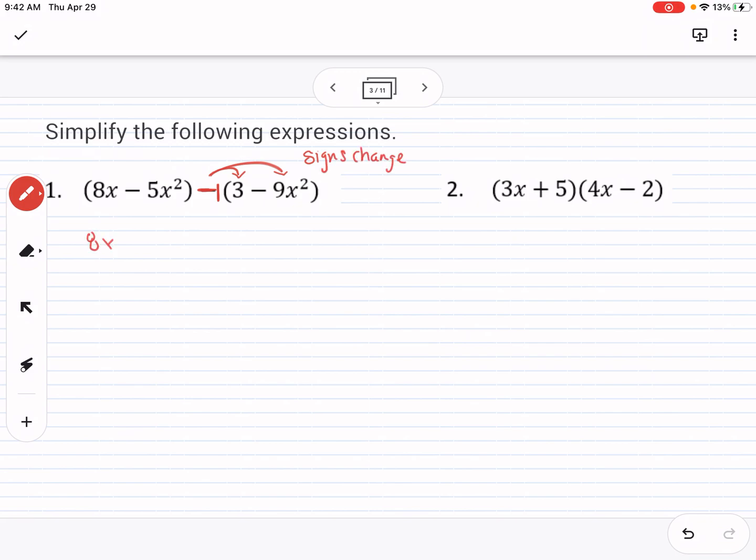So here I have 8x minus 5x squared. But if I do negative 1 times 3, that becomes a negative 3. And if I do negative 1 times negative 9x squared, that becomes positive 9x squared. So my signs change. Now I would combine like terms. So if I combine negative 5x squared with 9x squared, that comes out to 4x squared. So my answer is going to be 4x squared plus 8x minus 3.